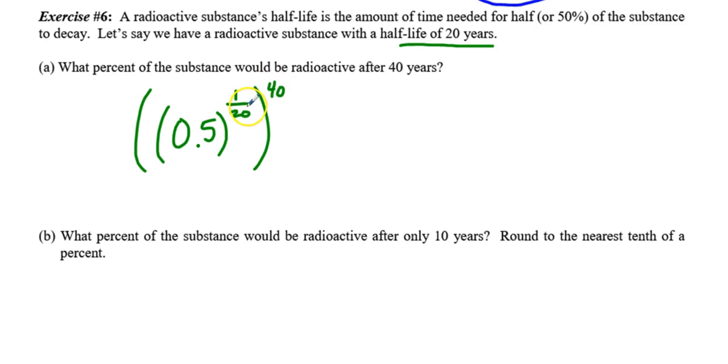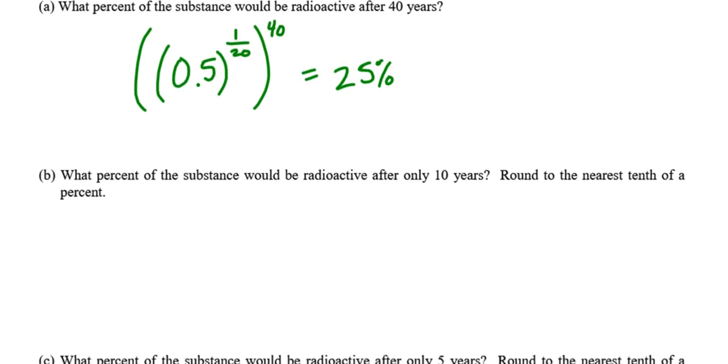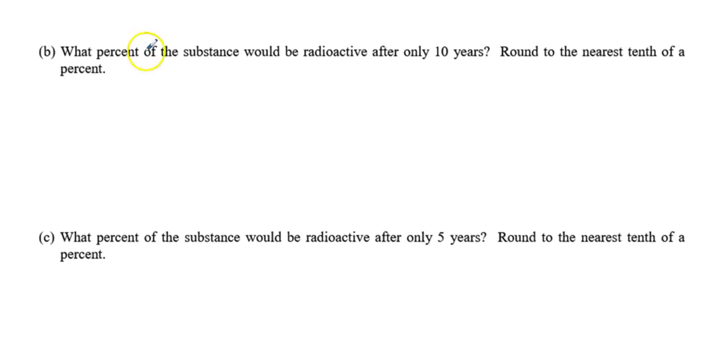And you might say, well, isn't 40 divided by 20 just 2? Couldn't we have just squared it and set it 25%? Yeah, you could have. Okay, so that makes a lot of sense. Kind of checks with what we had thought about intuitively.